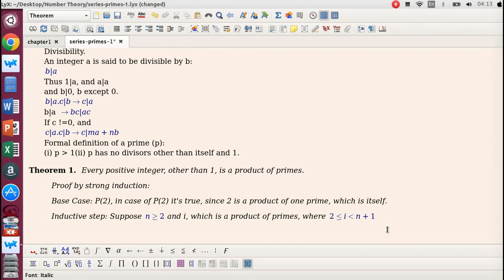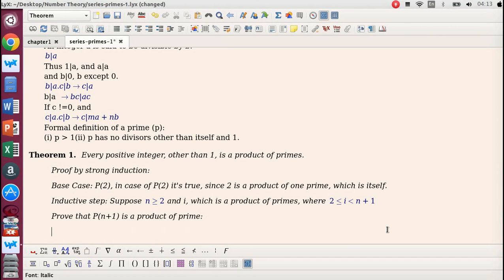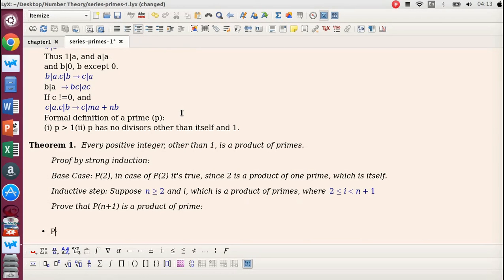So okay, now to actually prove that P(n plus 1) is a product of primes, we have two cases. The first is P(n plus 1) is a prime, then there's nothing to prove, since n plus 1 is a prime, so it's a product of a prime, which is itself.